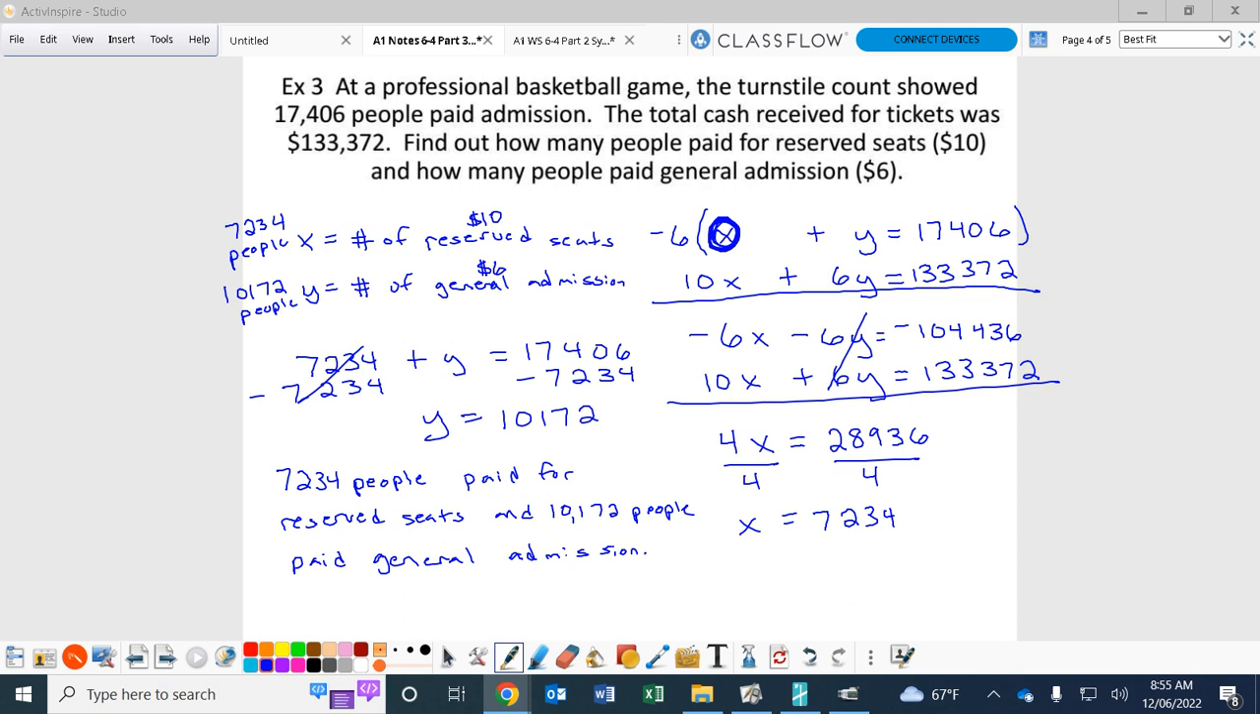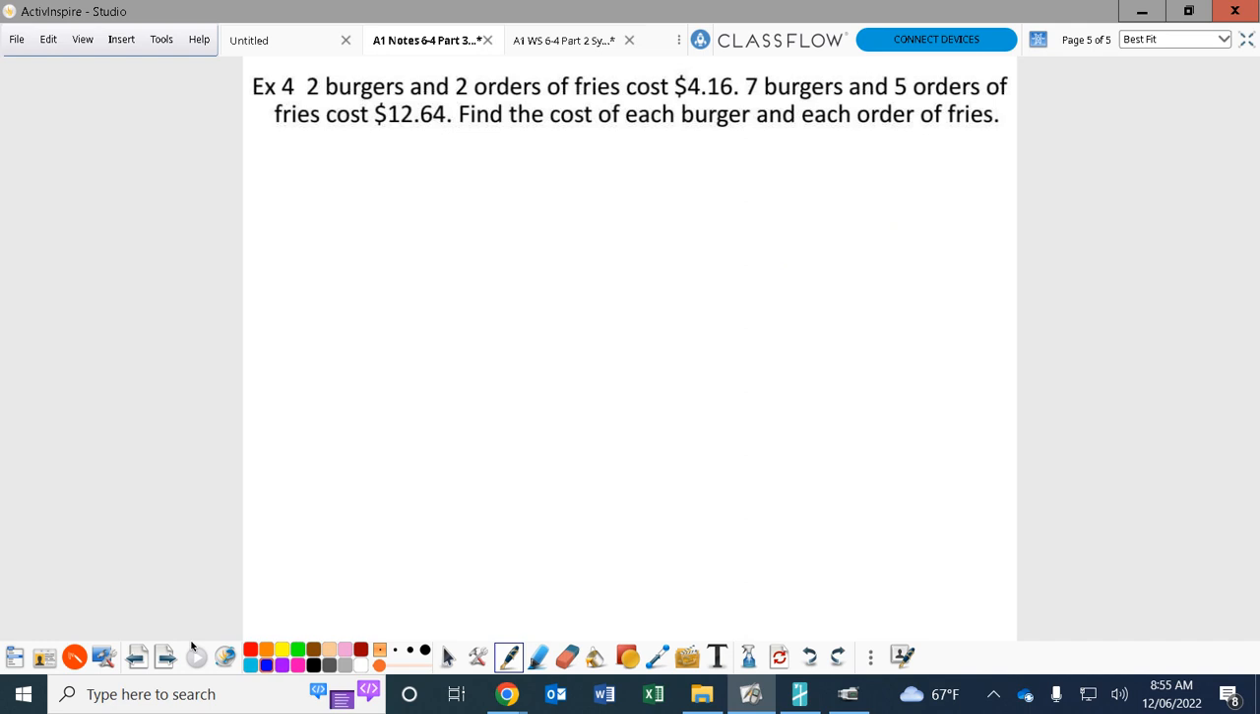Okay, guys, so our last one today is going to be about real life stuff. It's about buying different things. In this case, we've got burgers and fries. They're trying to find the cost of each one. So when you see this, it's got burgers and fries and their costs. So it's going to be X equals the cost of each burger.